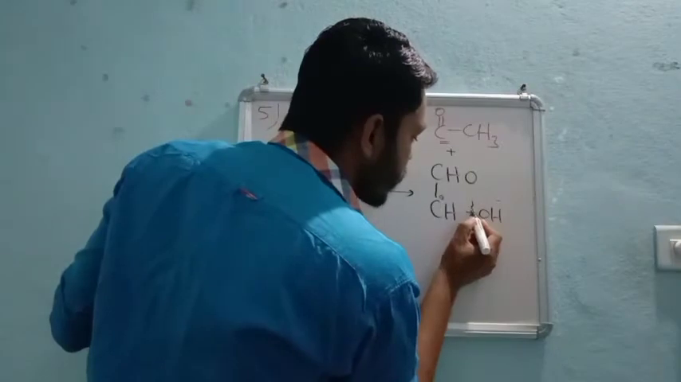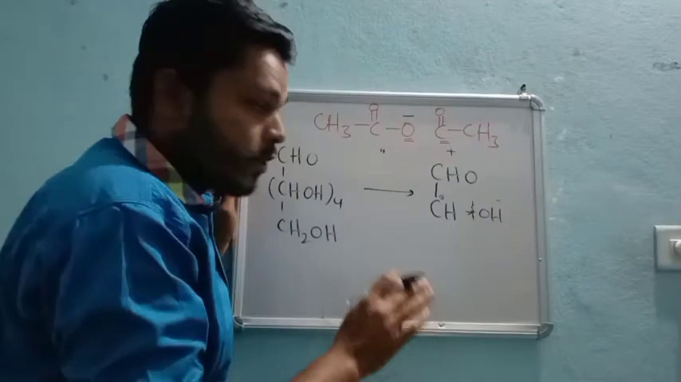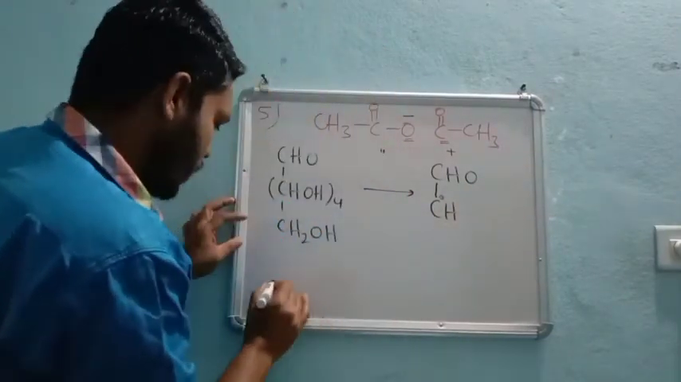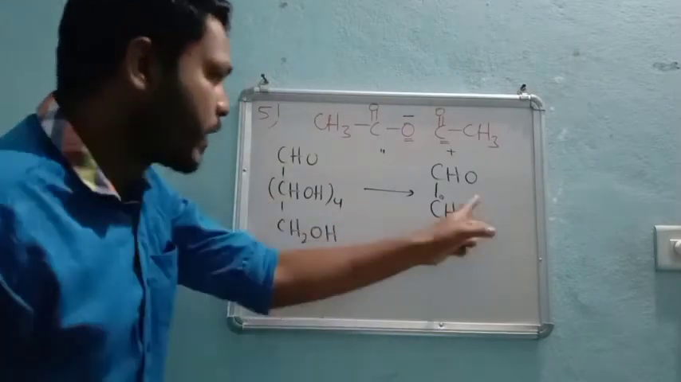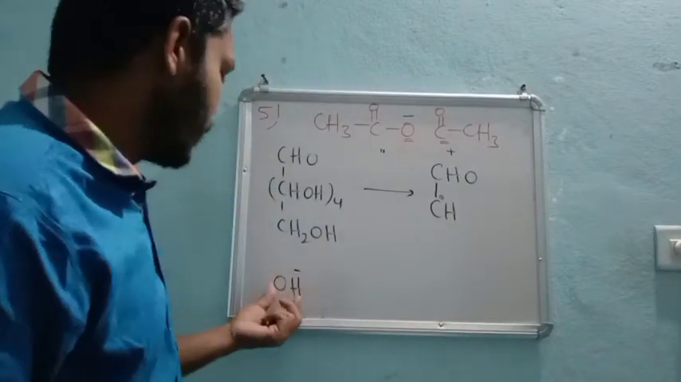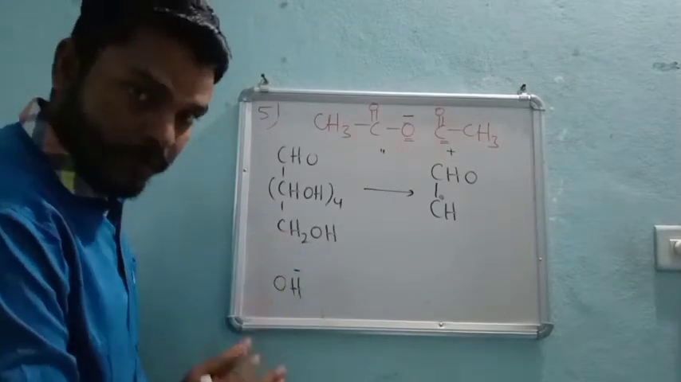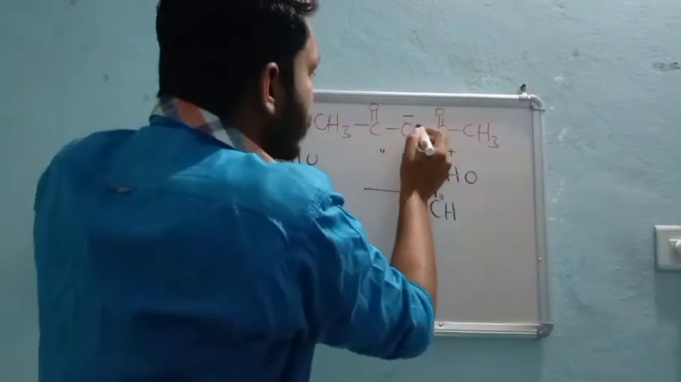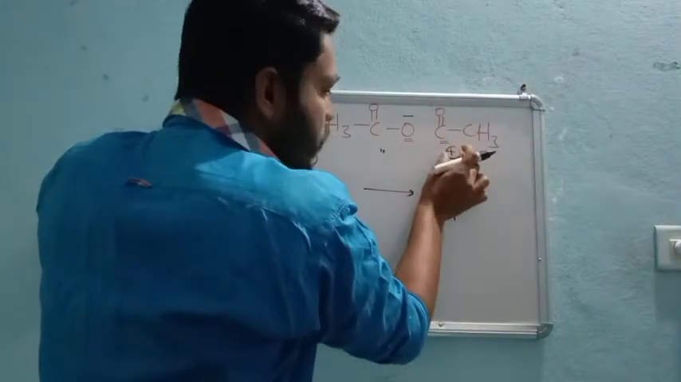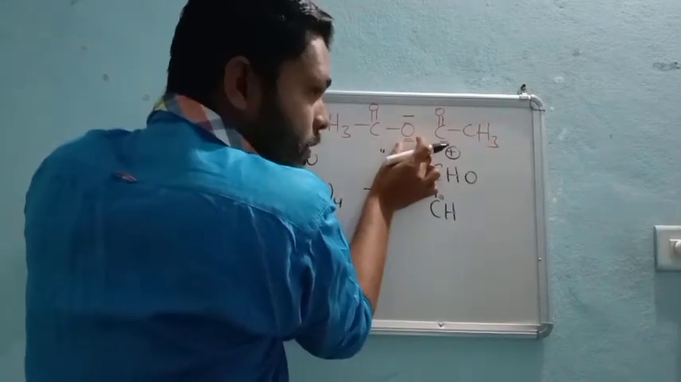Because of oxygen, it will take all the electrons with OH itself. So now OH becomes negative. Don't forget, OH becomes negative. It will break the bond with the CH, in the form of a negative charge. So now OH is left with us, and this is the positive charge. CH3CO is the positively charged species, and the other is the negatively charged species.